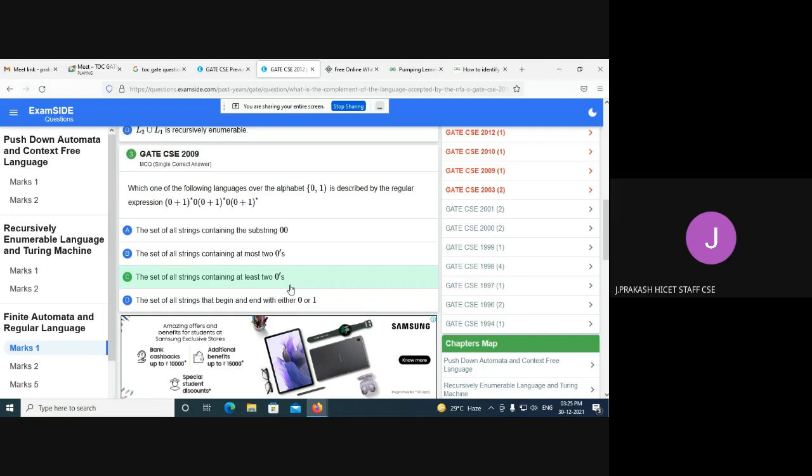So if we put 3 epsilons, at least 2 zeros we can get. At least 2 zeros. In this manner you need to find the answer. Is it clear? Yes, sir.